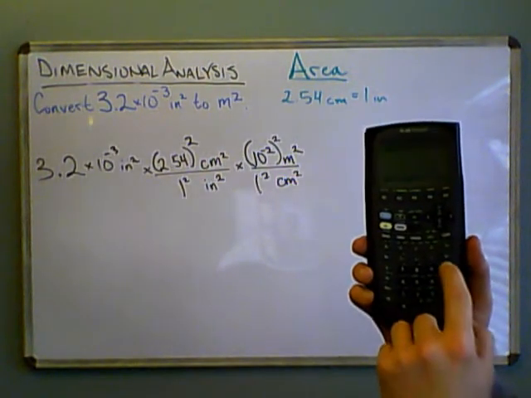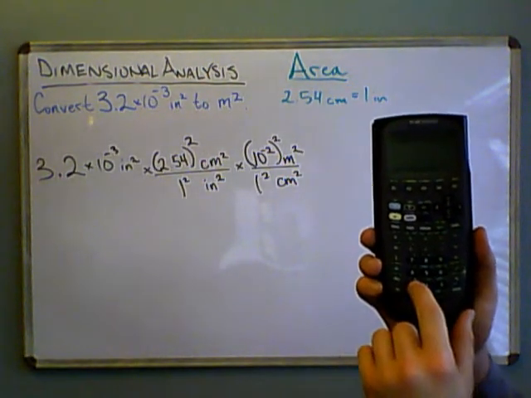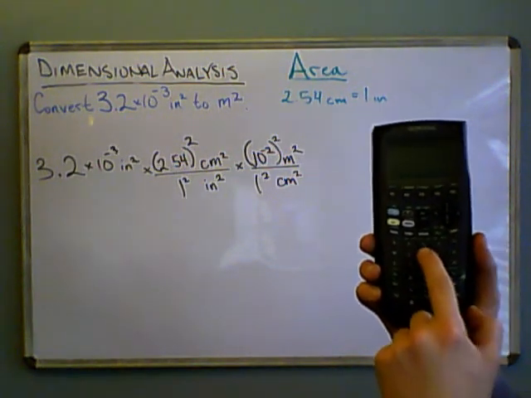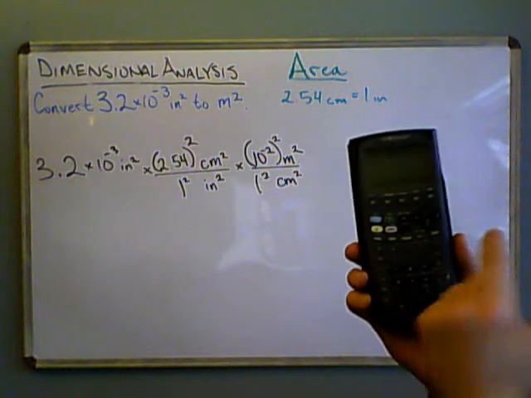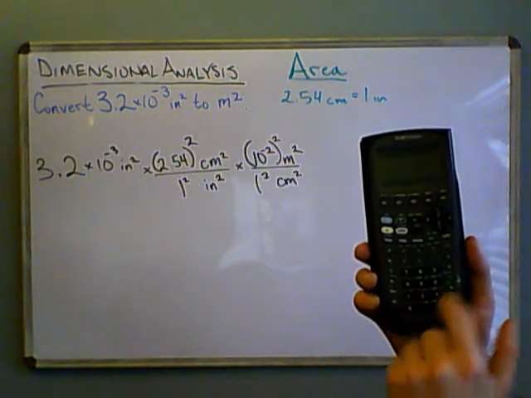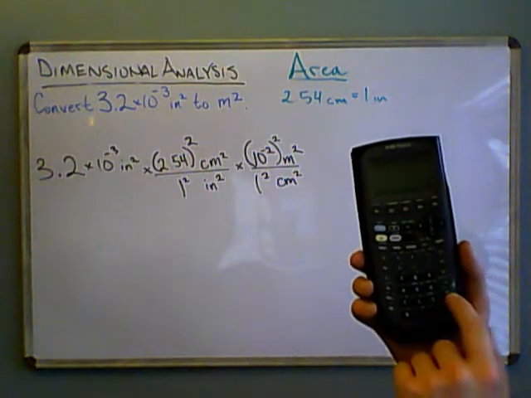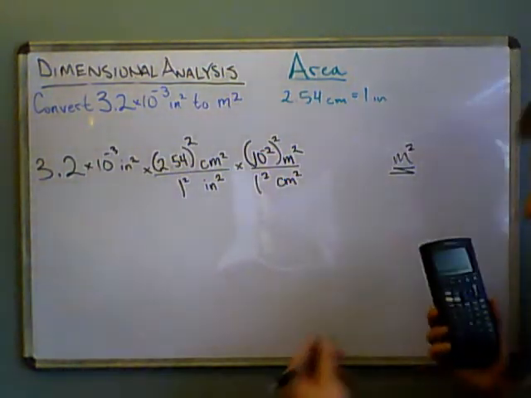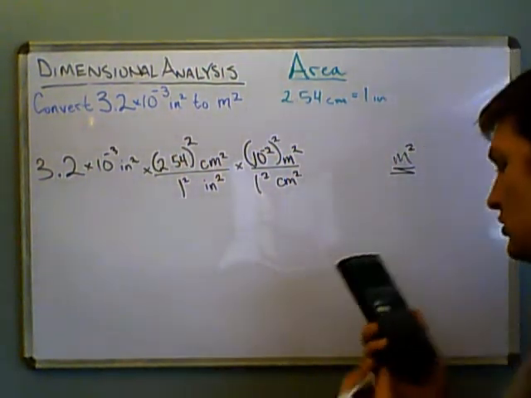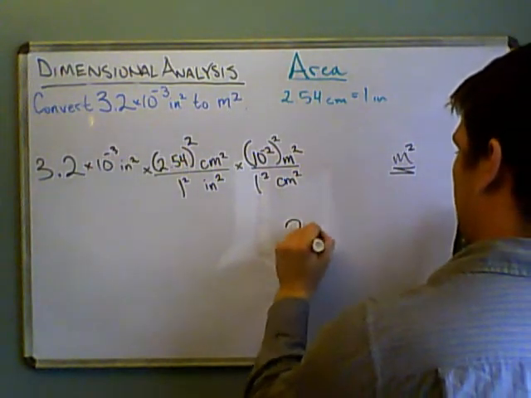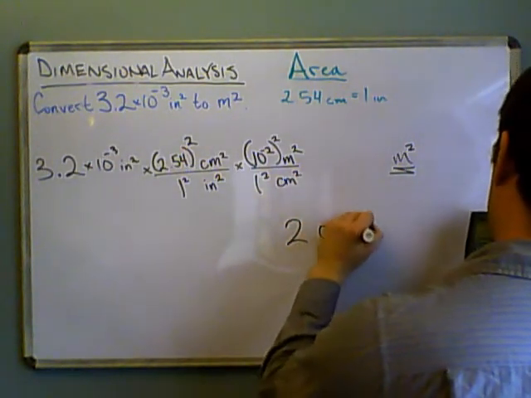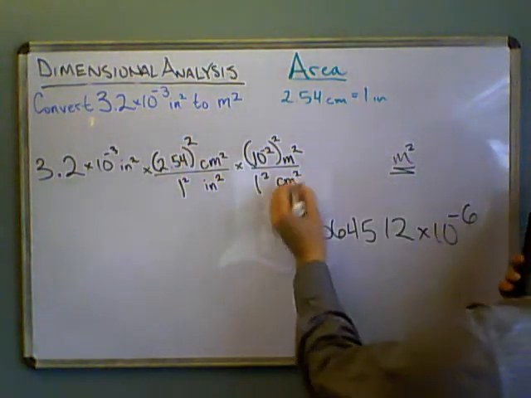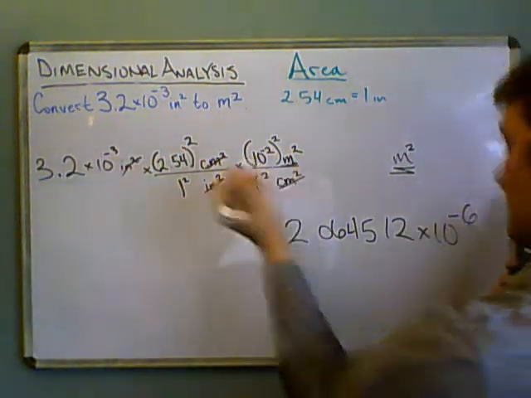Divide by 1, and then we multiply by parentheses 10 caret negative 2 in parentheses, and we're going to raise that to the second, and then we divide by 1 squared, which we don't need to do because we know that equals 1. And our calculator says it's 2.064512 times 10 to the negative 6, and our units are meters squared.